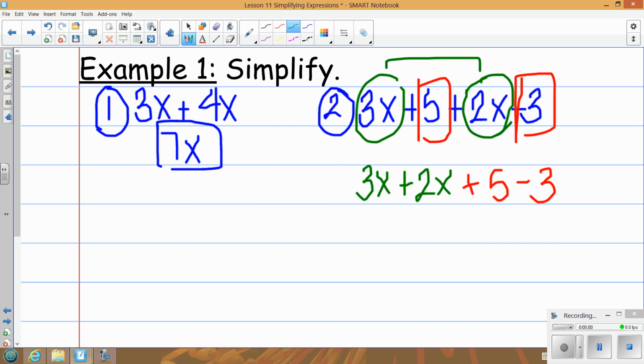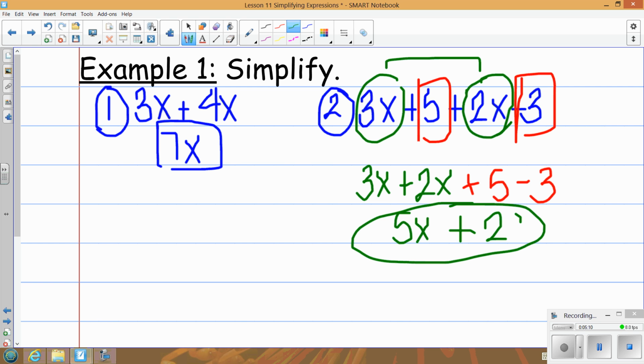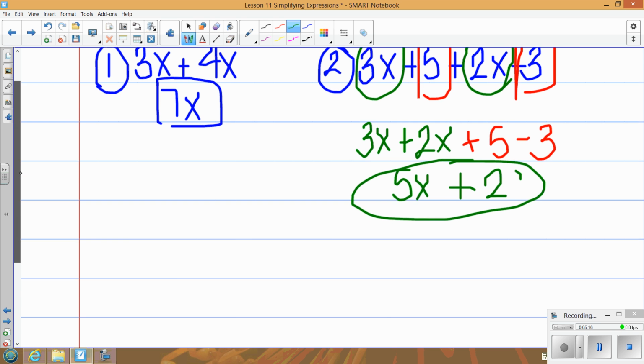So I have 3x plus 2x gives me 5x, and then I have 5 minus 3 gives me 2. And that's as far as I can go because I can't combine the 5x and the 2 because they're not like terms. So let's look at another example.